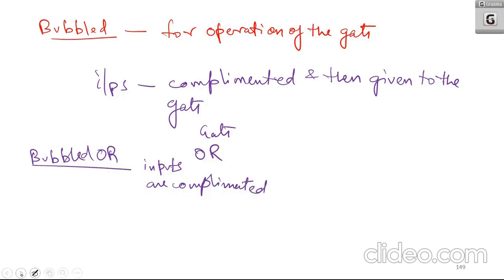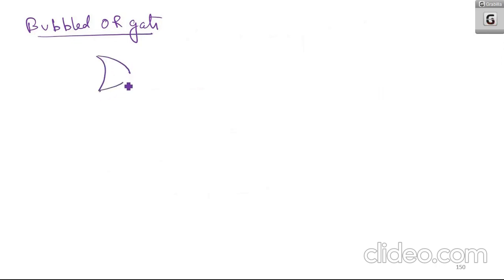Okay. So coming into bubbled OR gate. So here you are having an OR gate, and input A is complemented. That means it is inverted. You will get A bar. Then B, again it is complemented, so you will get B bar. Okay. So what is output? Output S is equal to A bar or B bar.